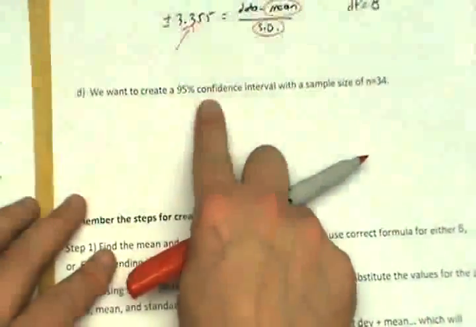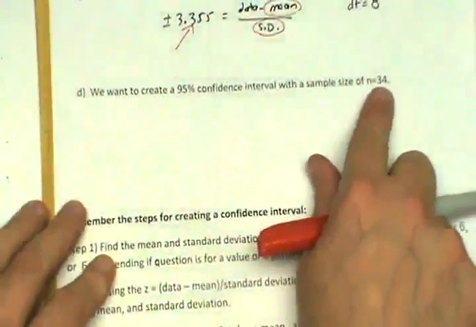So we'd like to create a 95% confidence interval for a sample size of 34.